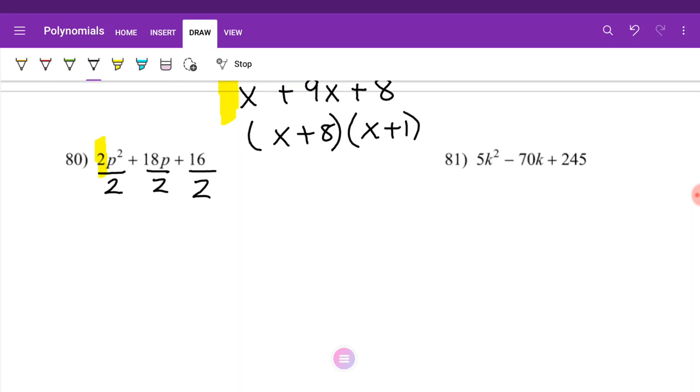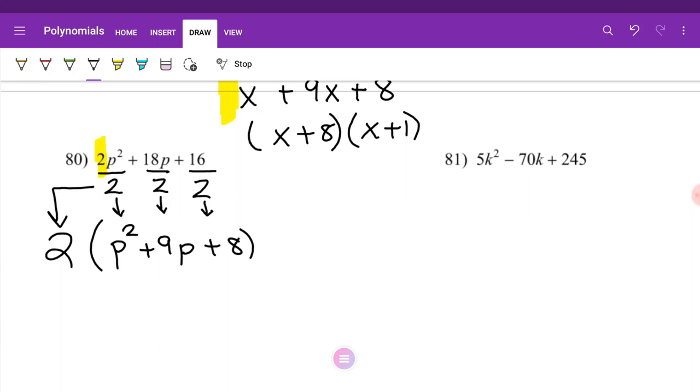Okay, can I divide 2 by 2? Yes. Can I divide 18 by 2? Yes. Can I divide 16 by 2? Yes. So when you can do that, you're going to take this 2 and sit it in the front, and then go ahead and drop down after you divide. So 2 divided by 2, well, that's 1. 18 divided by 2 is 9. And 16 divided by 2 is 8.